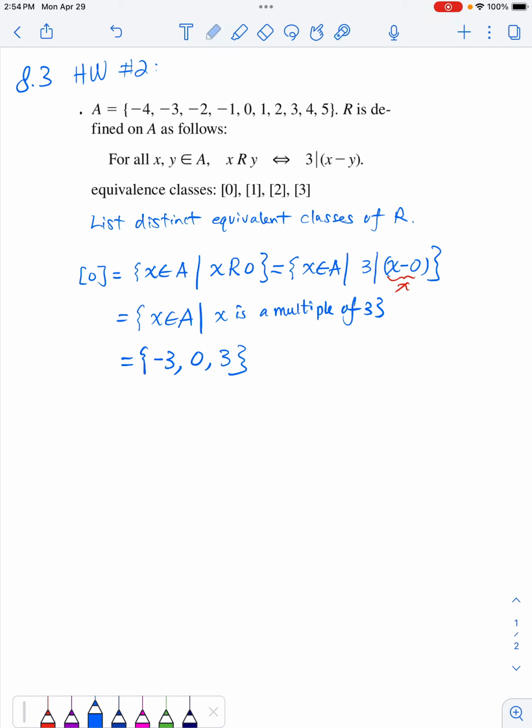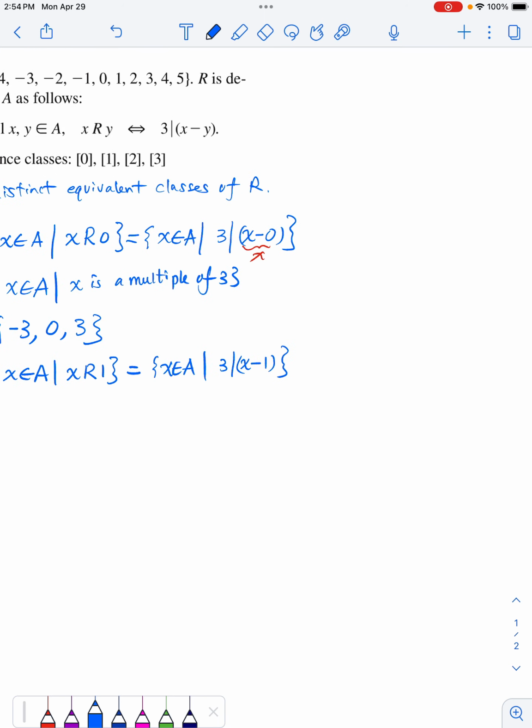Now let's look at the class of 1. Again, I'm going to just quickly write this out. We're looking for the elements x in A so that x is related to 1, which means 3 divides x minus 1. When we say 3 divides x minus 1, that means x minus 1 is equal to 3 times some integer, let me call it n. So x is equal to 3n plus 1, right?